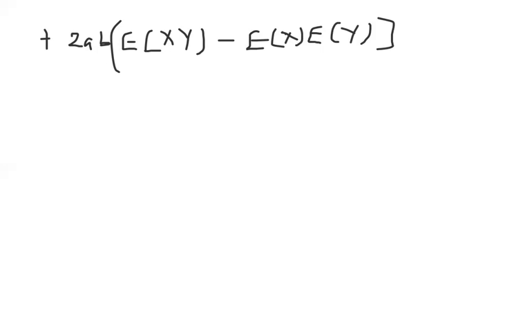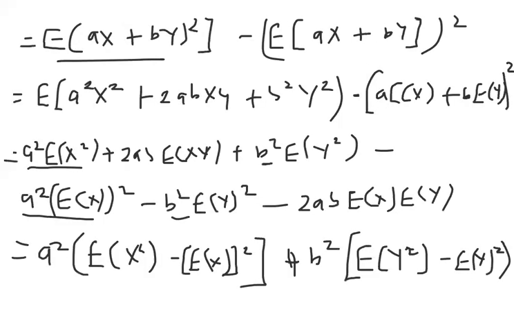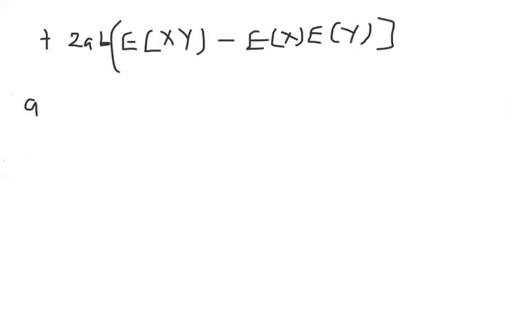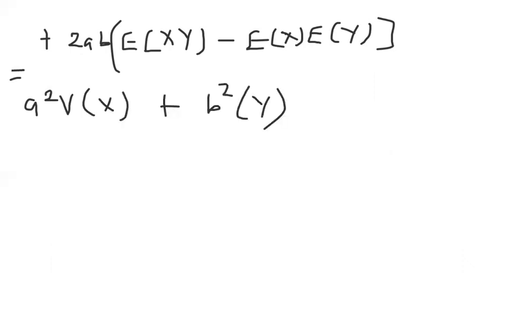So when you look at the first expression, which is this one, this expression is the same as what? The variance of X, right? This is also the same as what? The variance of Y. So that means I have a squared variance of X and then b squared variance of Y. So when I come again, I'm going to have a squared variance of X plus b squared variance of Y. And this expression here is the same as what? Covariance of X and Y. So plus 2ab covariance of X and Y.